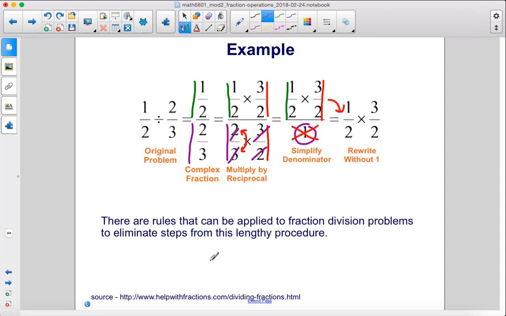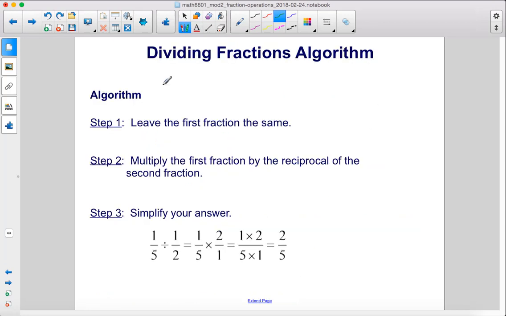There are rules that can be applied to fraction division problems to eliminate steps from this lengthy procedure. This algorithm is going to make things a lot simpler. Step 1, leave the first fraction the same. Step 2, multiply the first fraction by the reciprocal of the second fraction.